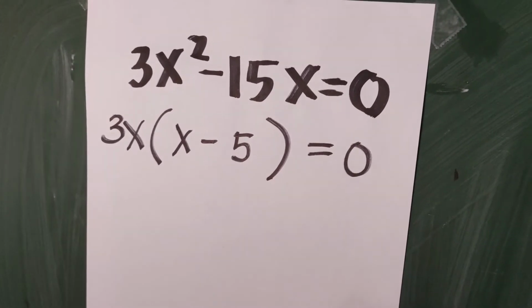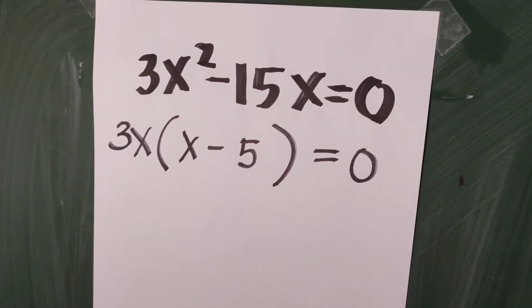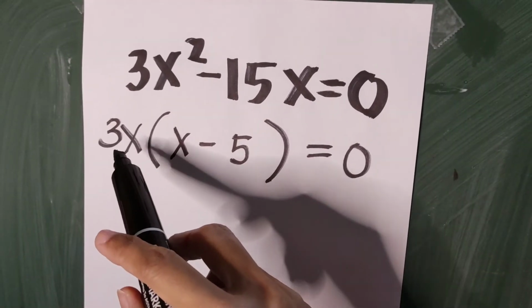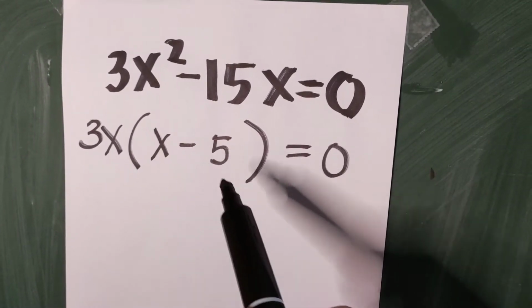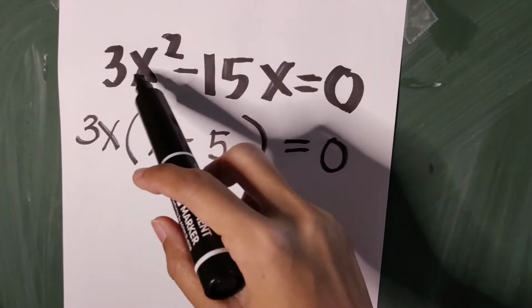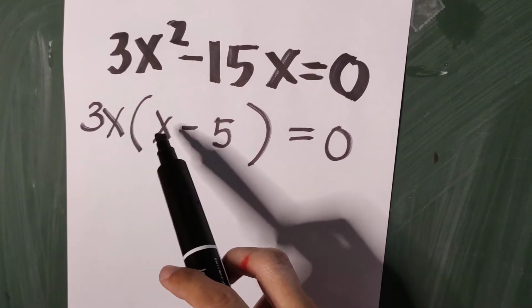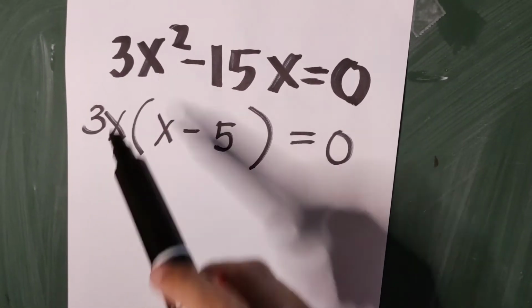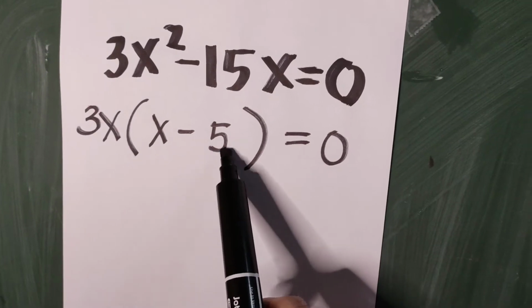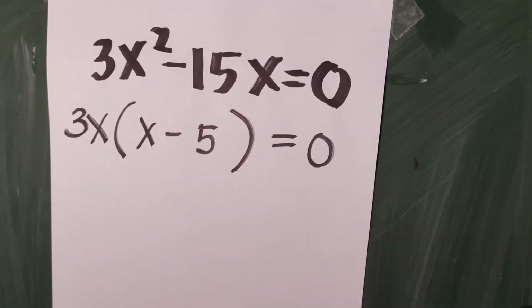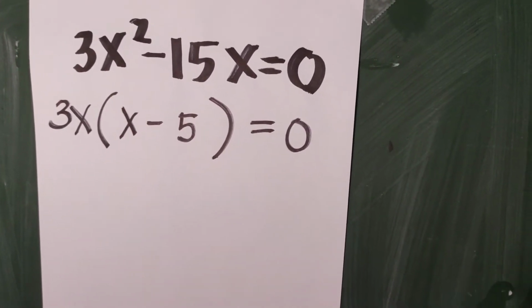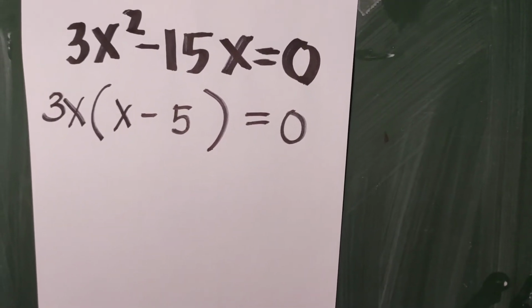So how will you know if your factors are correct? By distributing 3x to all the terms of x minus 5, it should give you 3x squared minus 15x. Let's check. 3x times x is 3x squared. 3x times negative 5 is negative 15x. Therefore, your factors are correct.